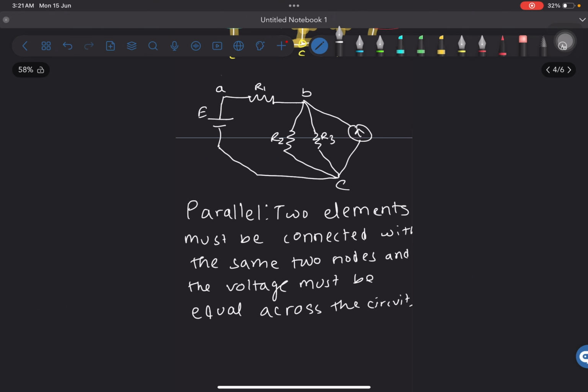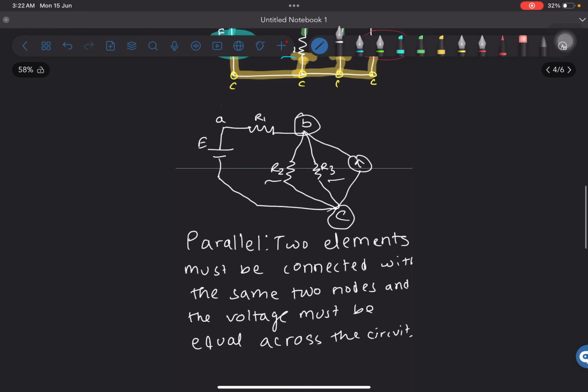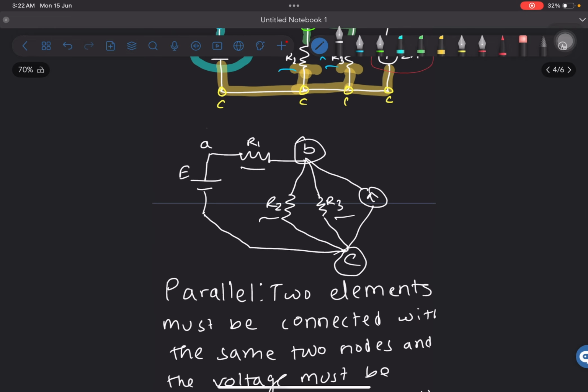If you noticed, R2 and R3, they only have two nodes. And what are they? B and C. They are connected to the two same nodes. They do not have any other node. So we can say that R2 and R3, these two are in parallel. But R1 and R2 or R1 and R3, they are not connected in series.